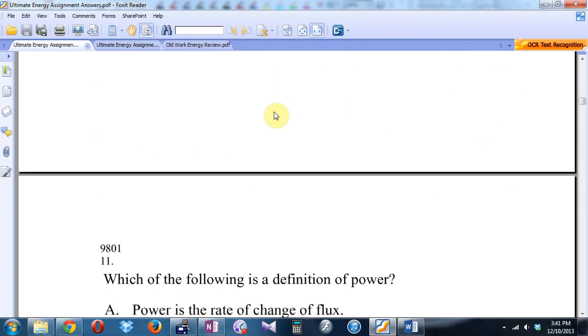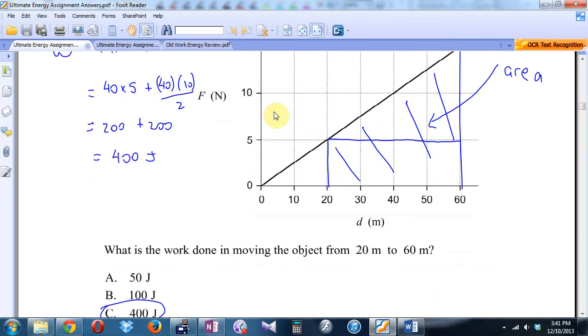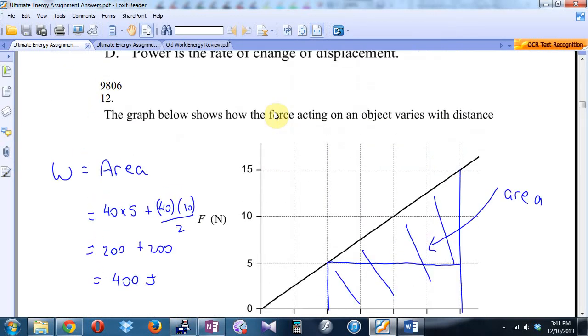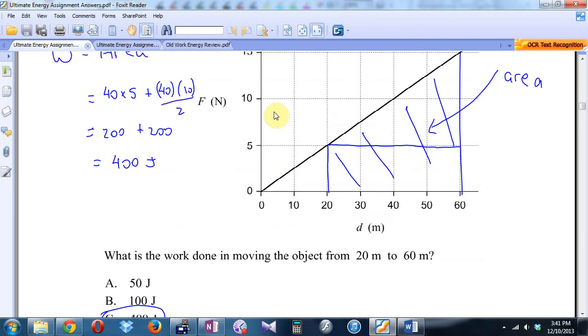Yeah, 10 is good. I like number 10. Again, you need to understand number 12. From 20, oh, got to be a little careful because it's going from 20 meters to 60 meters. So it's this area here, which is a rectangle. It's a trapezoid and a triangle.